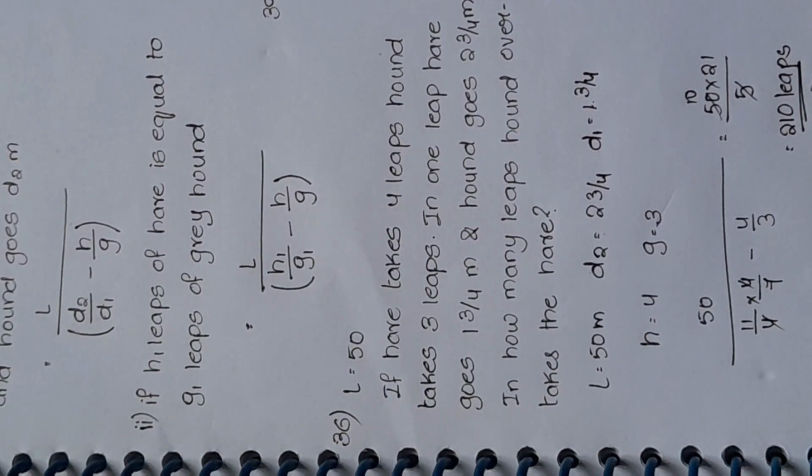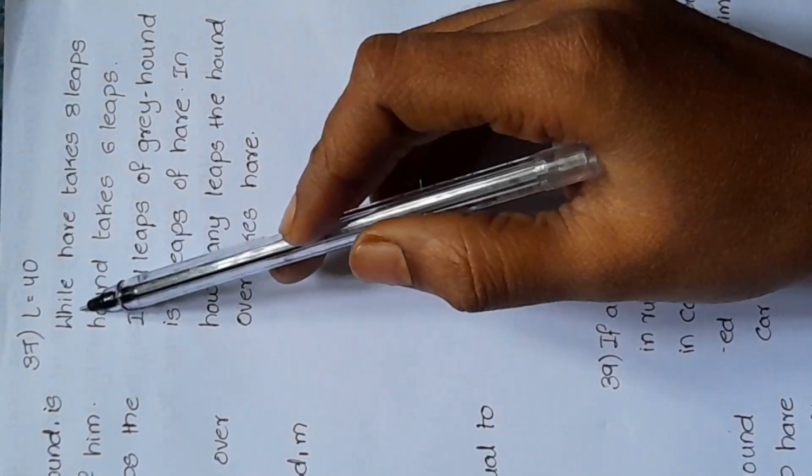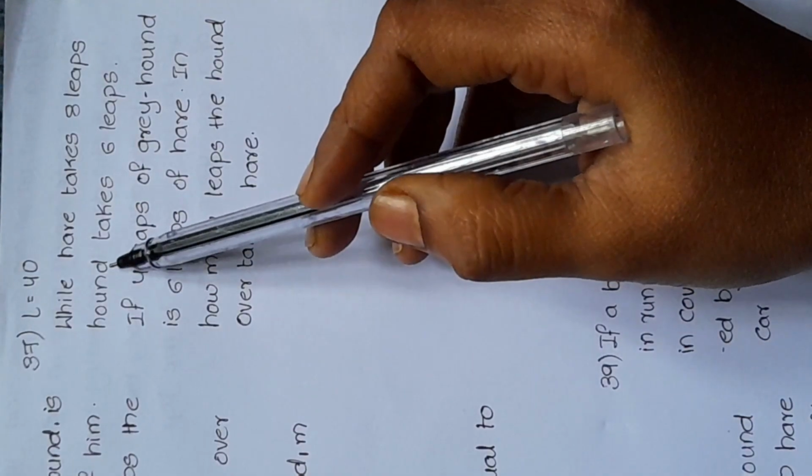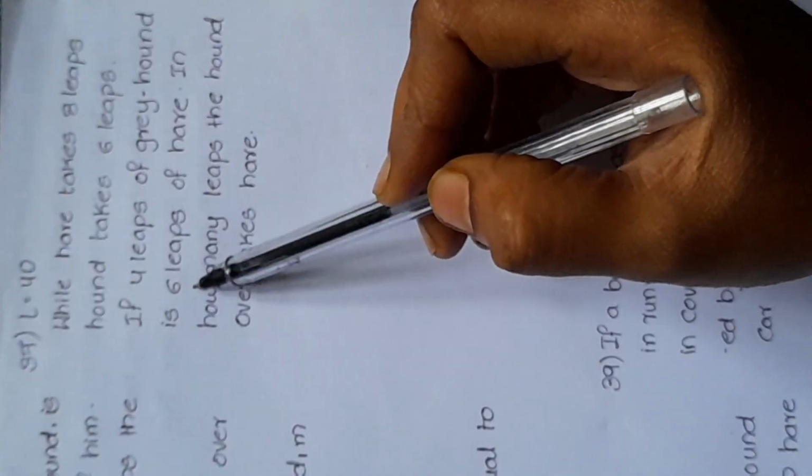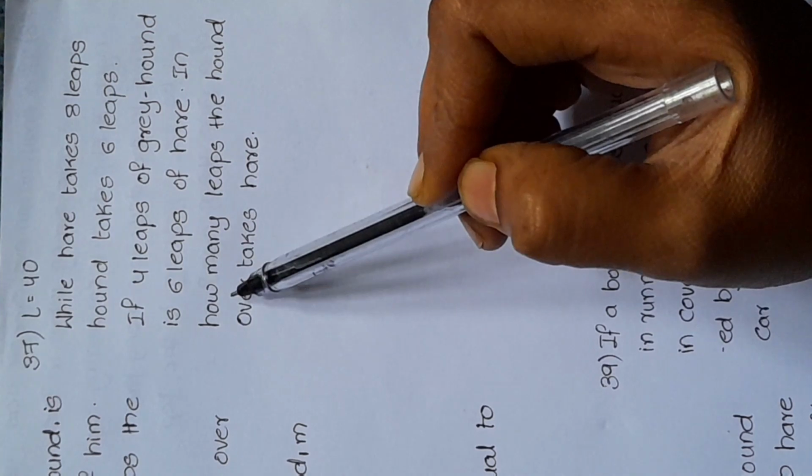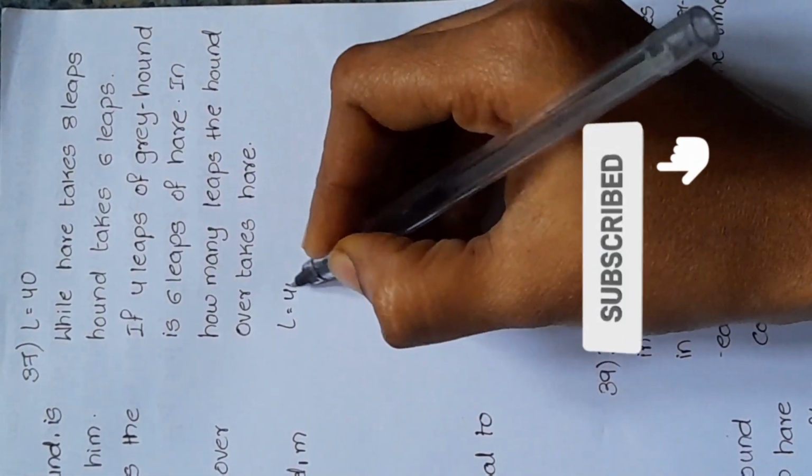So in 210 leaps, the hound overtakes the hare. Question number 37. L is given as 40 meters. While hare takes 8 leaps, hound takes 6 leaps. If 4 leaps of greyhound is equal to 6 leaps of hare, in how many leaps the hound overtakes the hare? From the question, L is equal to 40.